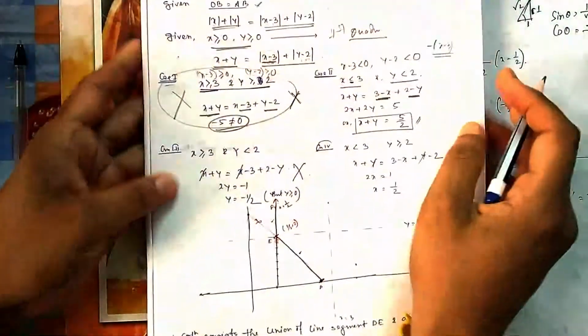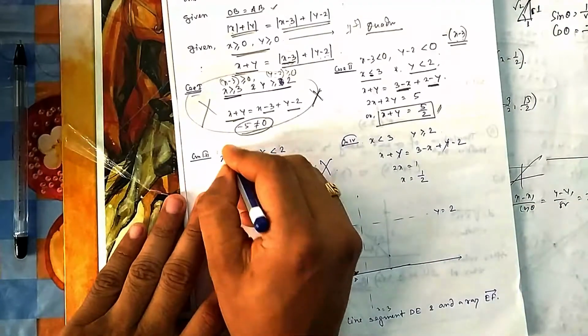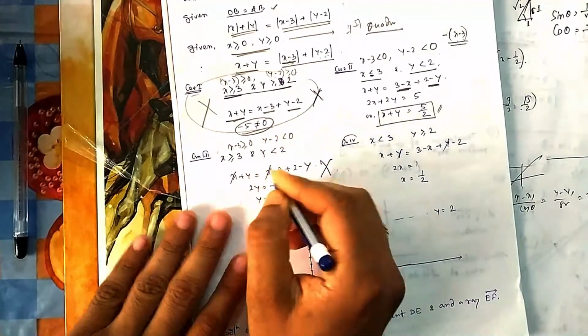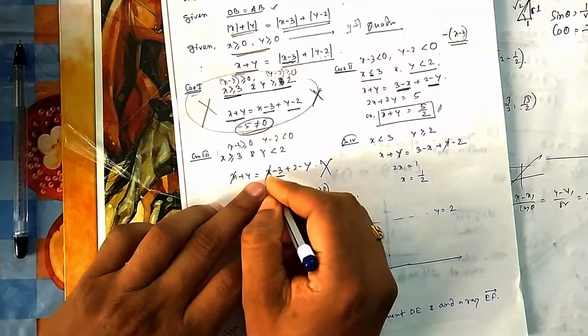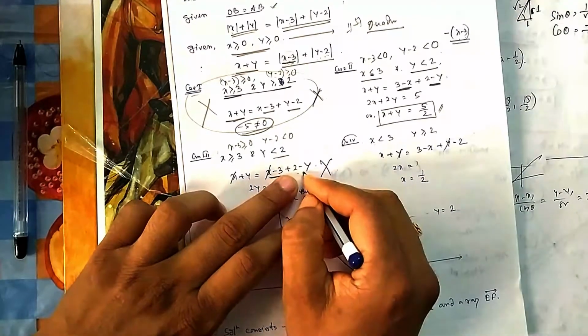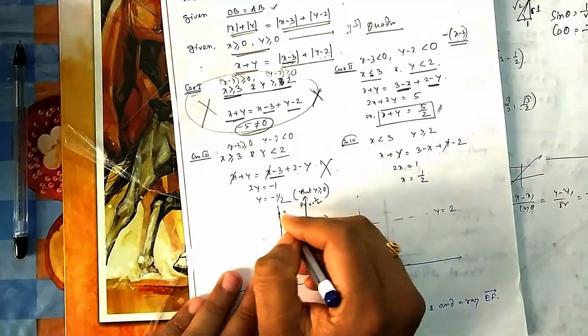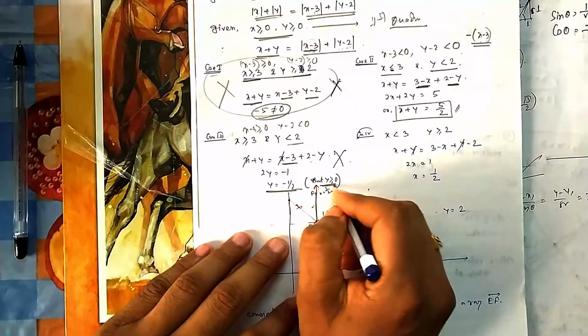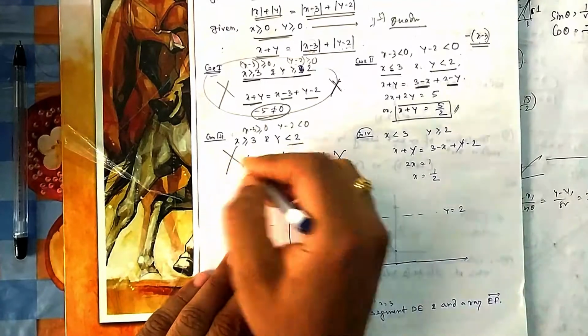One more case, what can be the case? Now x minus 3 is greater than 0 and y minus 2 is less than 0. The positive one needs no mod, so you remove the mod. The negative one, you just put a minus sign, that's why 2 minus y. So the conclusion you get is that y is minus 2. But it cannot be, because x and y are both positive. So case 3 is gone.